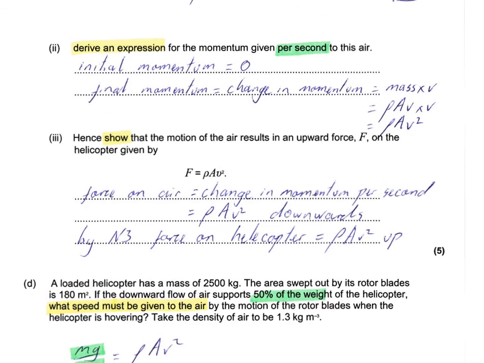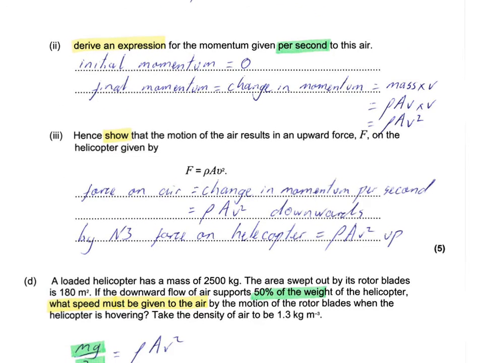And we're asked to hence show the motion of the air results in upward force F on the helicopter given by that. Well, that's the momentum change per second on the air, that value, rho AV squared, and that's downwards. So the force on the air is the change in momentum per second, rho AV squared downwards. Newton's third law tells me that the force on the helicopter must be the same size but upwards, hence that force is rho AV squared.